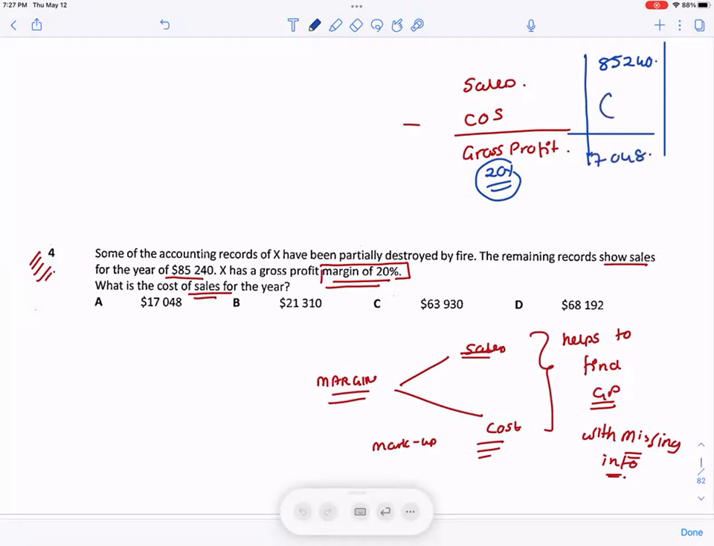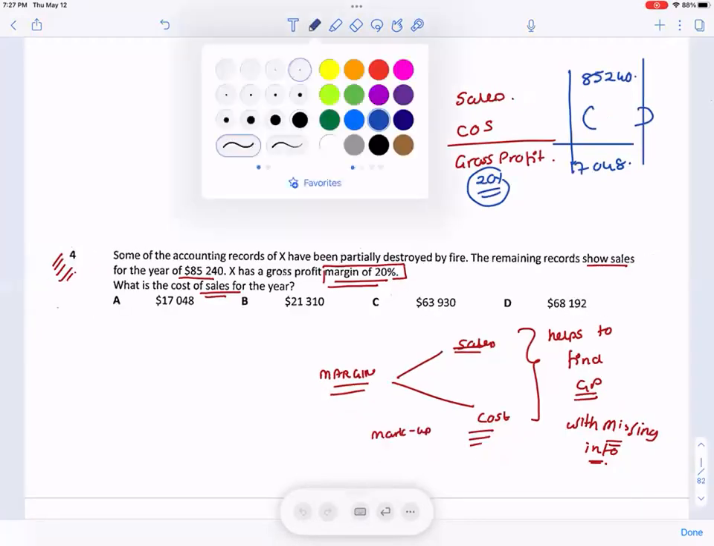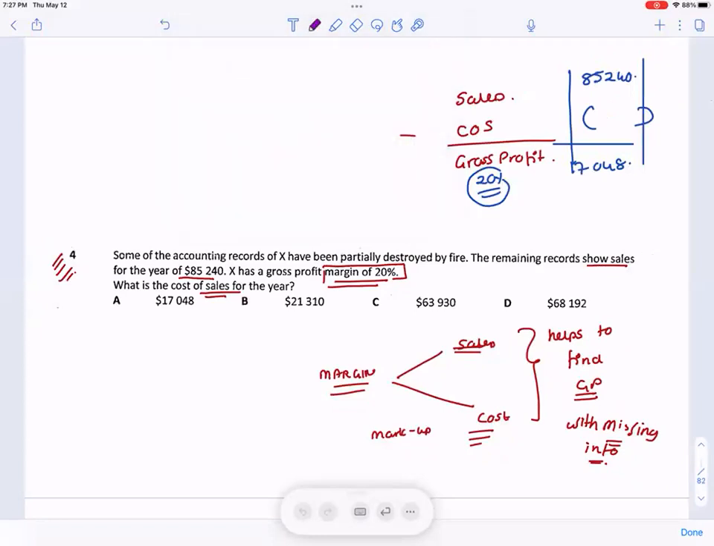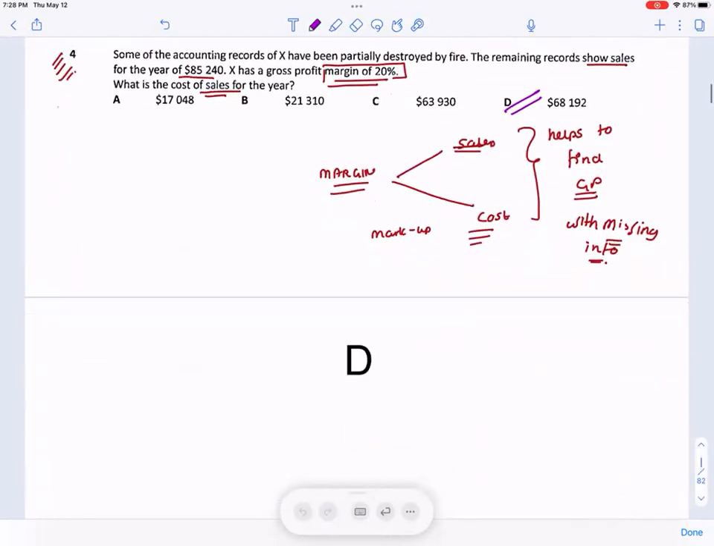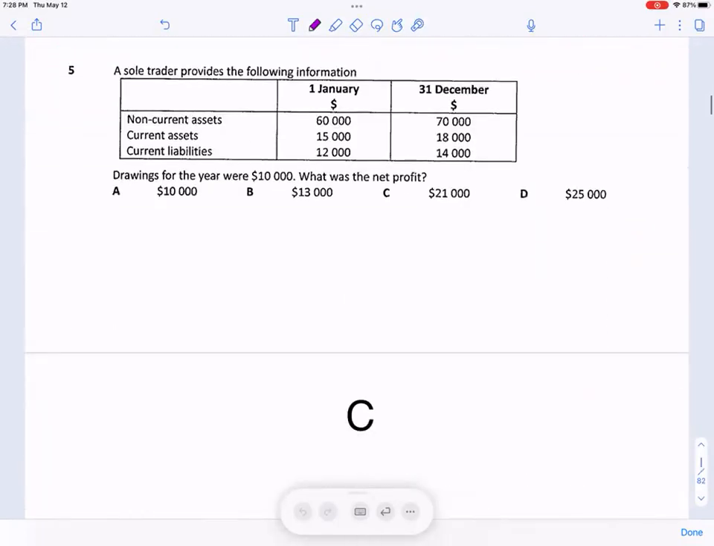Now what is the cost of sales? We subtract 17,048 from 85,240. So we will get 68,192. Option D. Very well.